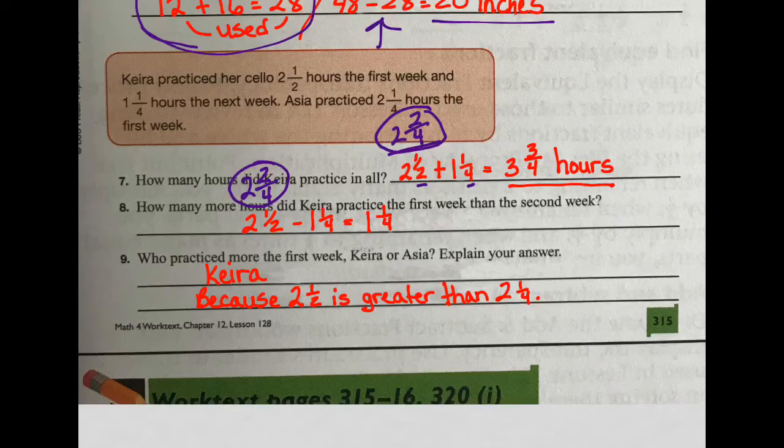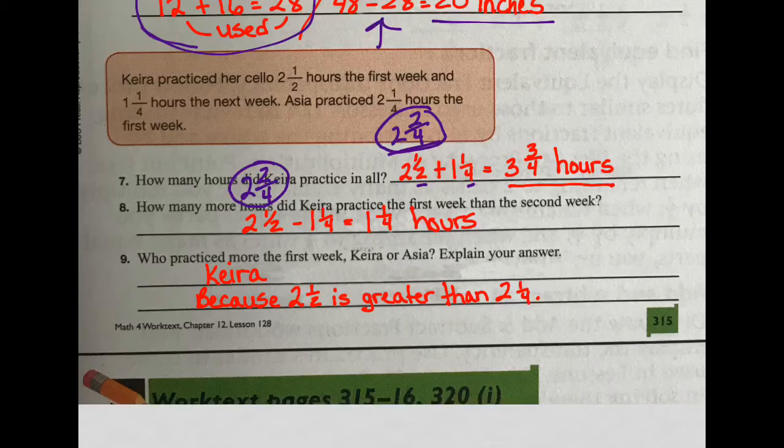Okay, same thing with number 8. How many more hours did Kiera practice the first week than the second week? It is 1 1/4 hours. And remember, we had to change this one here so that the denominators matched. And it became 2 2/4. So 2 2/4 minus 1 1/4 is 1 1/4 hours.